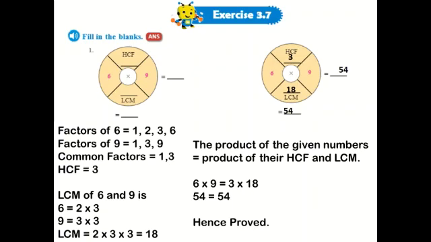So the product of the given numbers is equal to the product of their HCF and LCM. What is the product of the given numbers? It is 6 into 9, which is equal to 54. That is equal to the product of their HCF and LCM. Here HCF is 3 and LCM is 18. So 3 into 18 is also 54. Hence the statement is proved.